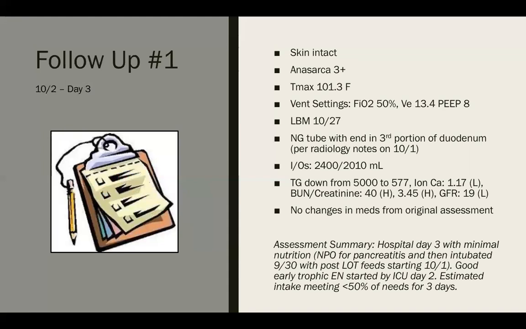No changes in her medications from the original assessment. And then here I listed our assessment summary. Hospital day 3 with minimal nutrition, NPO for pancreatitis, and then intubated on the 30th with post-pyloric feeds starting on the 1st of October, which is yesterday. Early trophic enteral nutrition starting by ICU on day 2. Estimated intake meeting less than 50% of needs for 3 days.